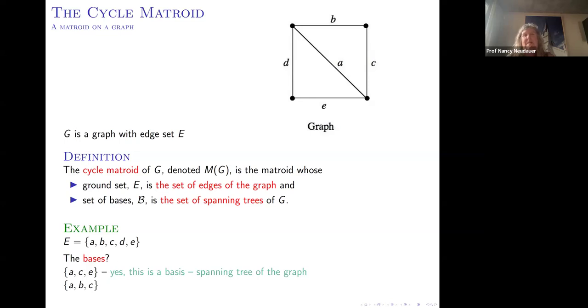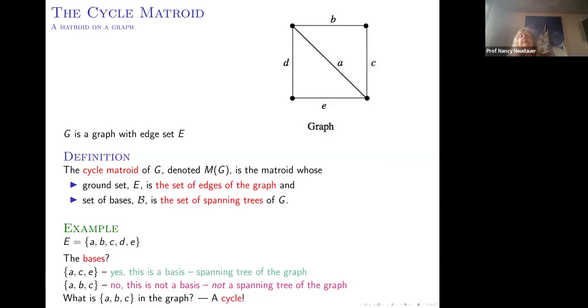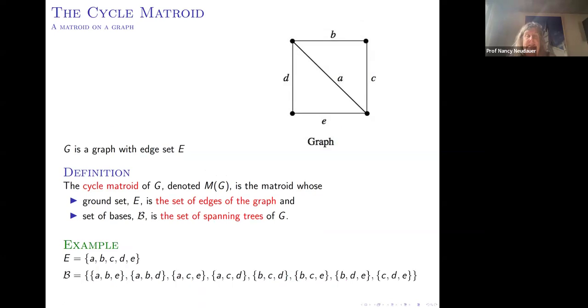And then what about ABC? Getting some thumbs down. Not a basis, not a spanning tree of the graph. And we can say, well, okay, what is it in the graph? And notice that it's a cycle. So if I write out all the bases of this matroid on the graph, or all the spanning trees, I'm going to get these 8 spanning trees.